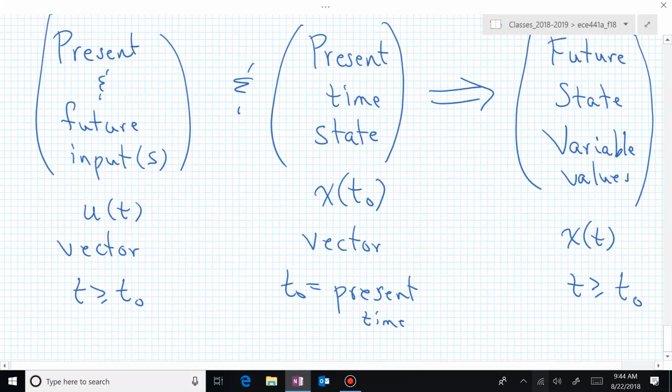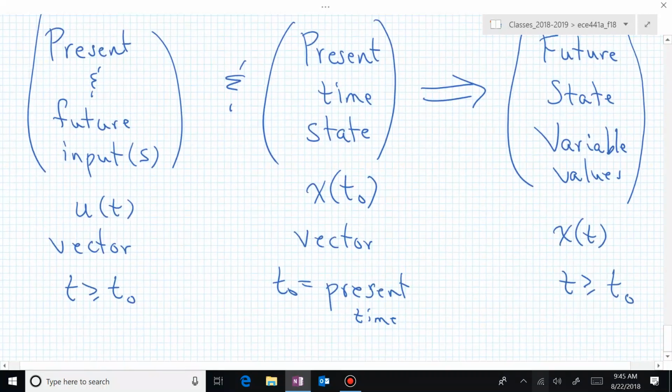You give me the initial state vector, and you tell me the input now and at all times in the future, and I can generate the state for all times in the future. In this case, you can generate all the positions and velocities of that mass in that mass spring damper system based on what you have been told the input force, u of t, is as a function of time.